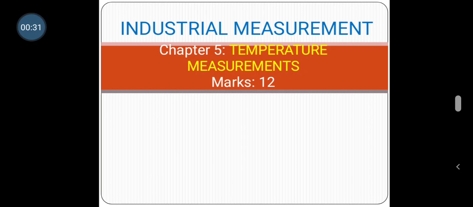In this chapter, we are going to study temperature and its unit, temperature scale and conversion, classification of temperature measuring transducers, such as filled system thermometer, vapor pressure thermometer, expansion thermometer, bimetallic thermometer, and electrical methods such as thermistor, RTD, thermocouples. After that, we are going to study the Seebeck effect, Peltier effect, and pyrometers. In this video all these things will be covered. So let's start.